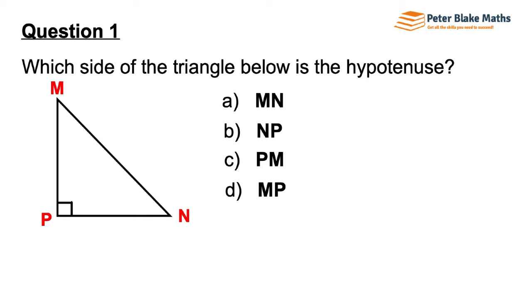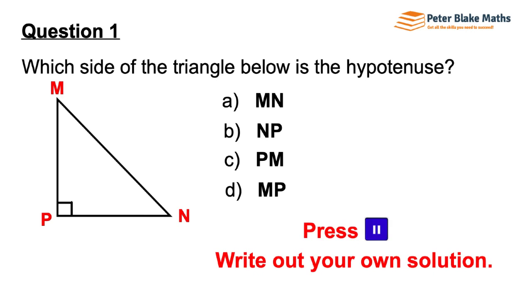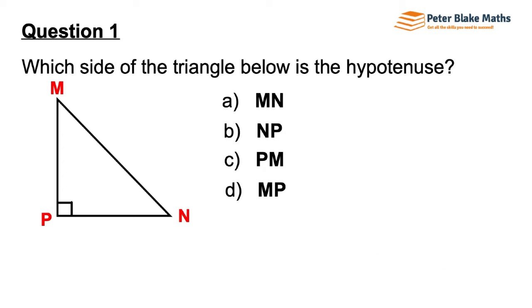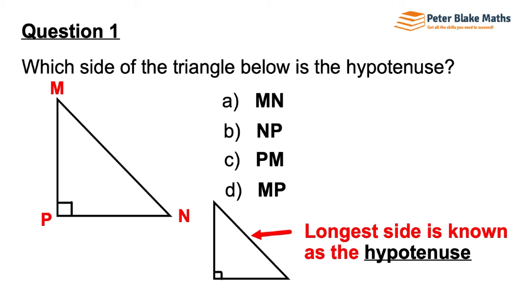Question 1. Which side of the triangle below is the hypotenuse? MN, NP, PM, or MP? The longest side is known as the hypotenuse, and we can name that for the two letters that are each end of it. So MN is the hypotenuse of this right angle triangle.